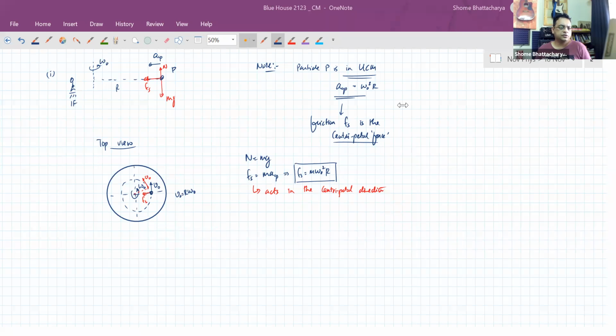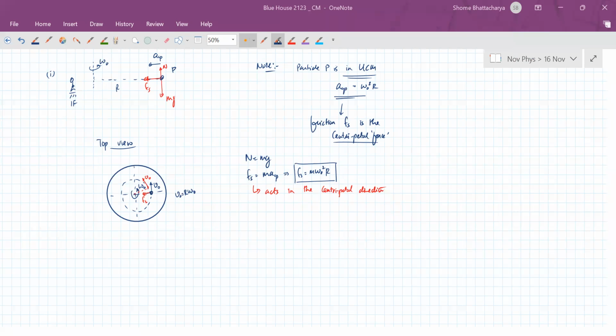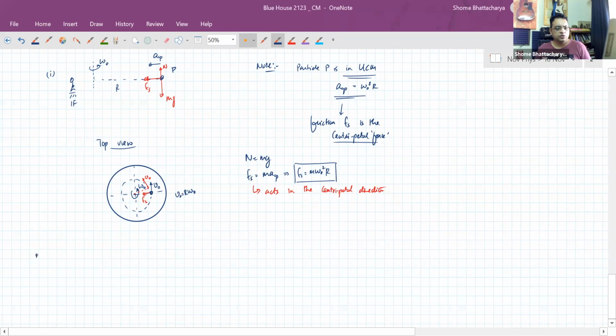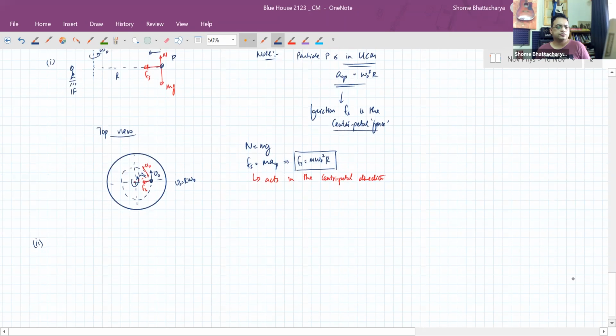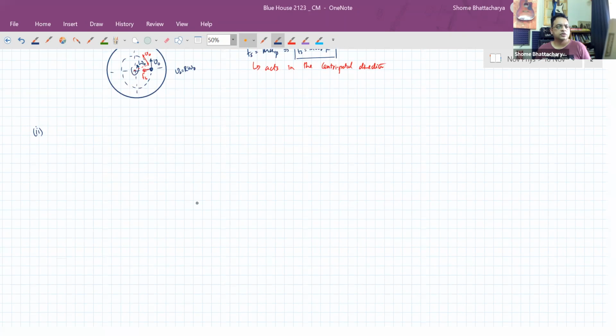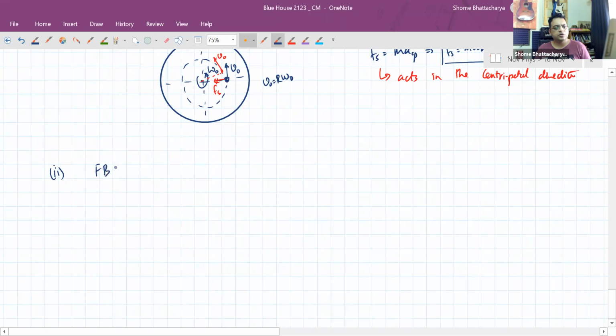Okay. So now when we come to the rotating frame, we will have to introduce the concept of centrifugal force. So let's look at the free body diagram with respect to the rotating frame of the disk. The rotating frame of the disk is a non-inertial frame.